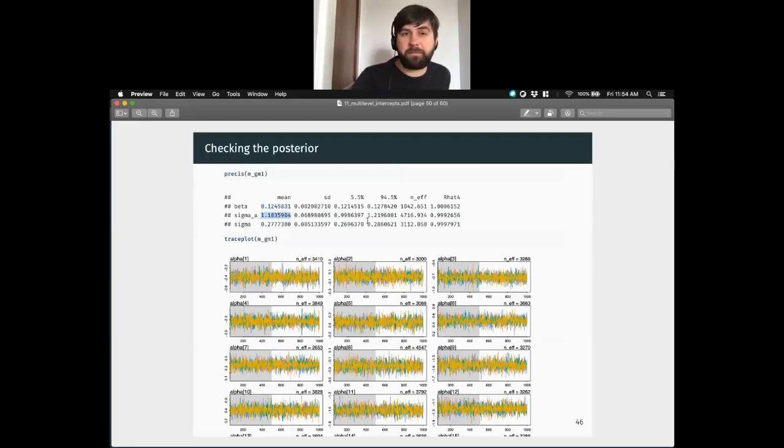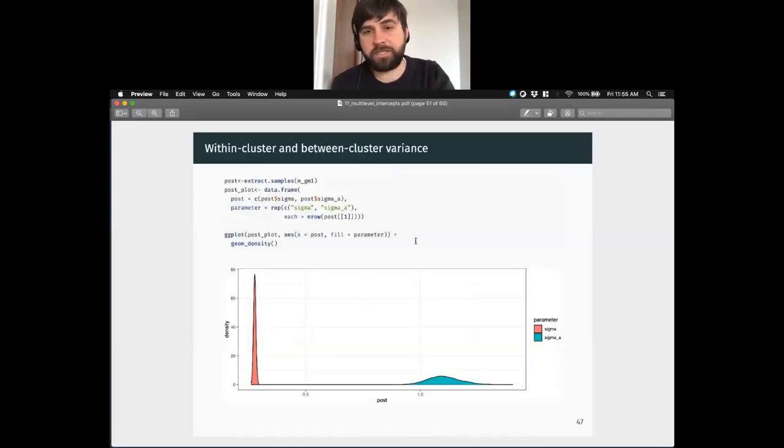Our posterior for sigma alpha is centered at 1, right? And we have a pretty narrow interval there. Our posterior for sigma is centered around 0.27, and we have a really narrow interval there. So crudely speaking, we would say our within cluster standard deviation is about 0.27, and our between cluster standard deviation is near 1.1, right? So our between cluster standard deviation is higher than our within cluster standard deviation.